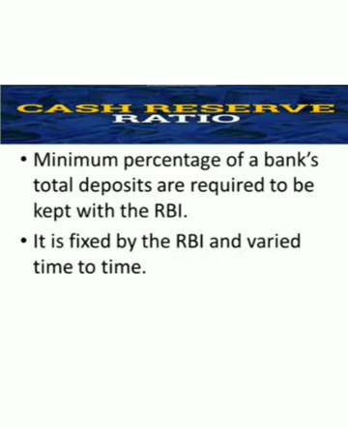Next quantitative tool to control credit in the economy used by the Central Bank or Reserve Bank of India is the cash reserve ratio, which is known as CRR. Cash reserve ratio is the minimum percentage of a bank's total deposits which are required to be kept with RBI. It is fixed by RBI and varied from time to time according to the money supply in the economy.